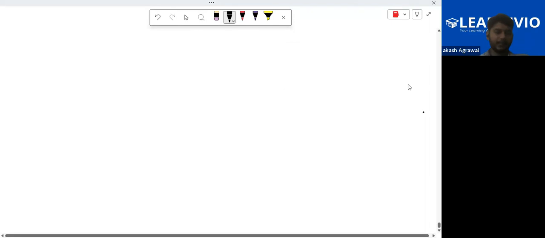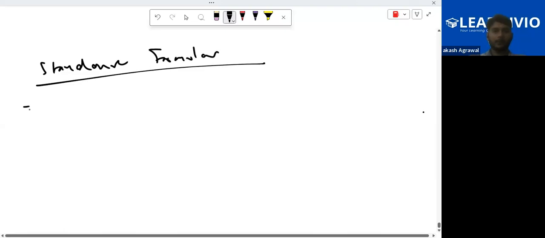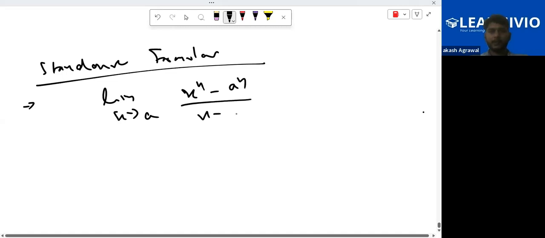So these are the standard techniques. There are some standard formulas also. So first one is if limit x tending to a, x to the power n minus a to the power n upon x minus a, then you can simply write this as n a to the power n minus 1.